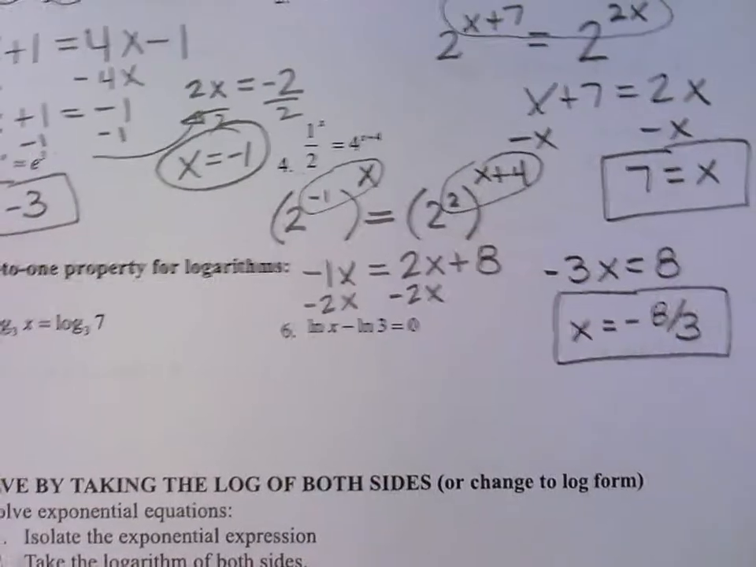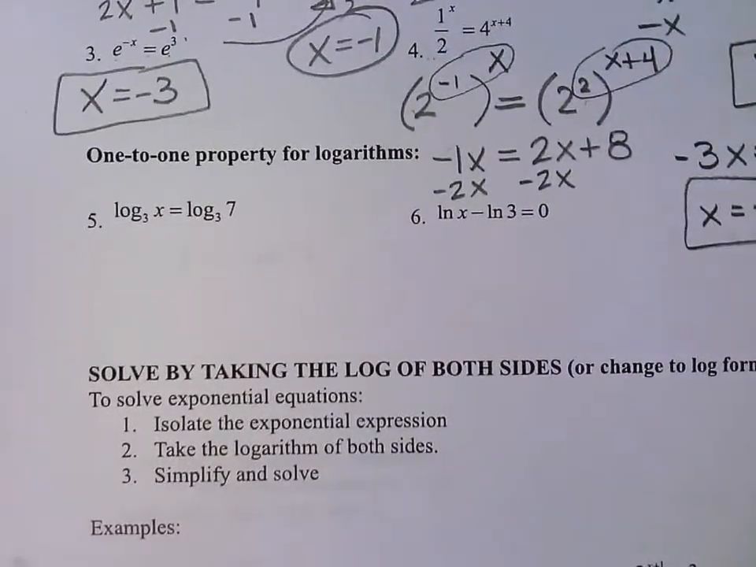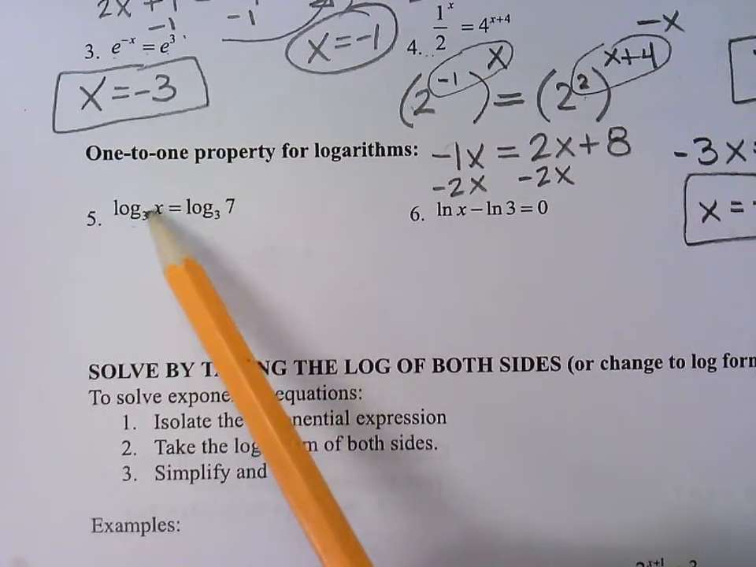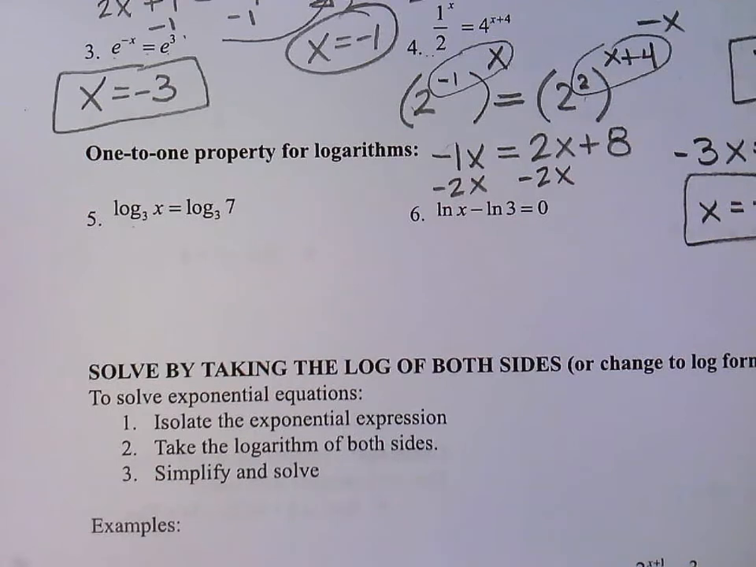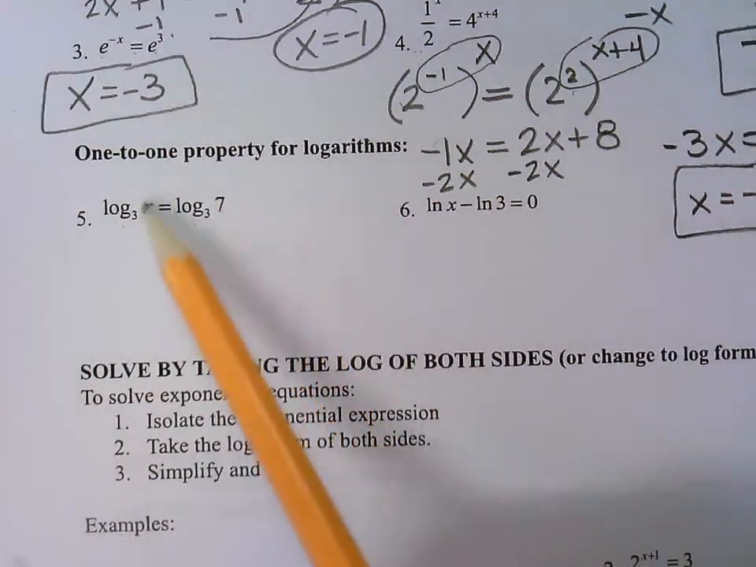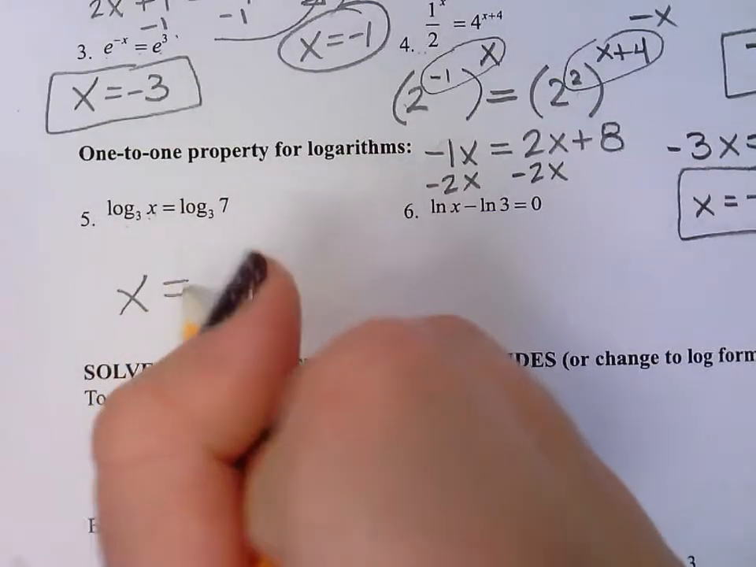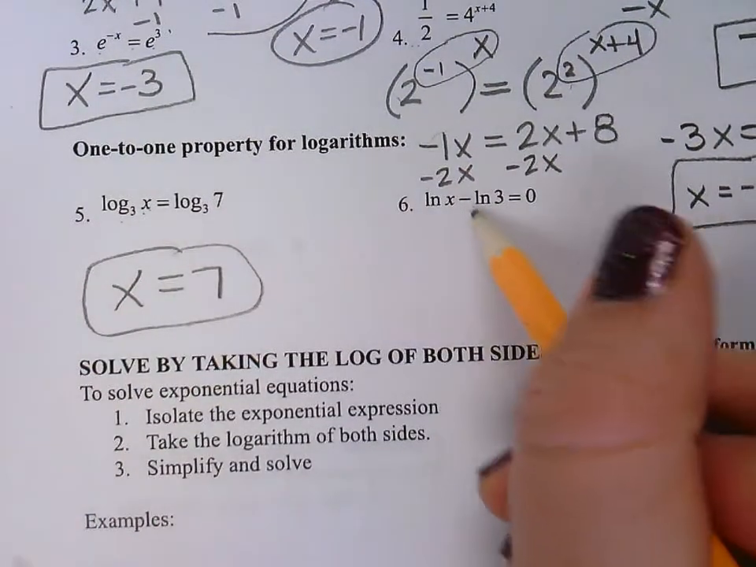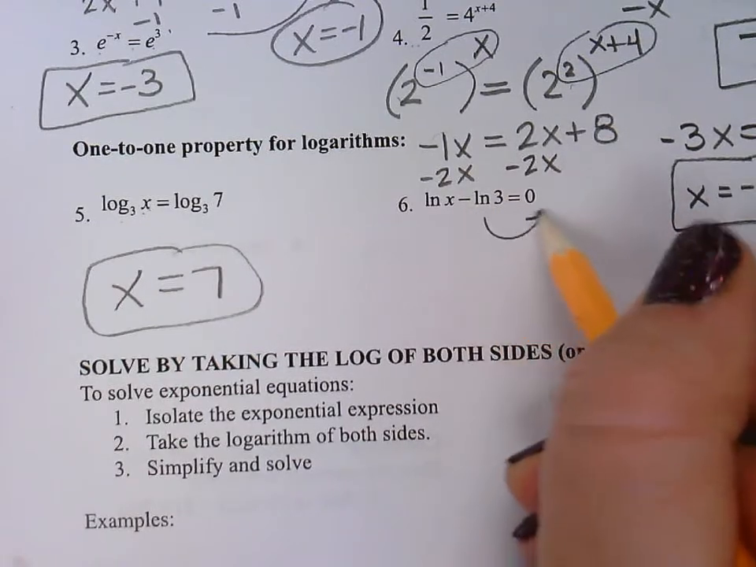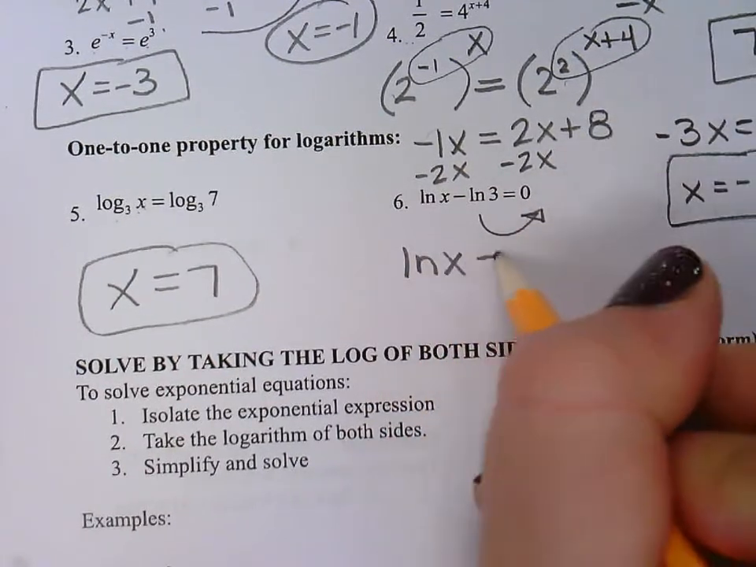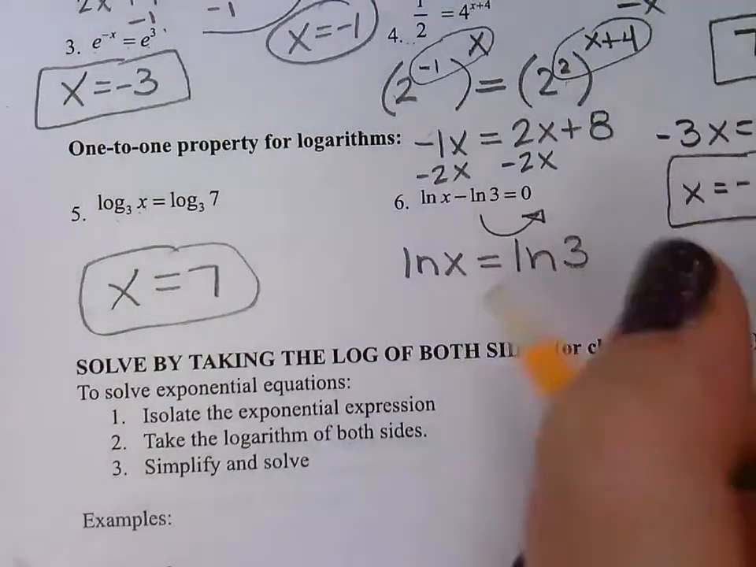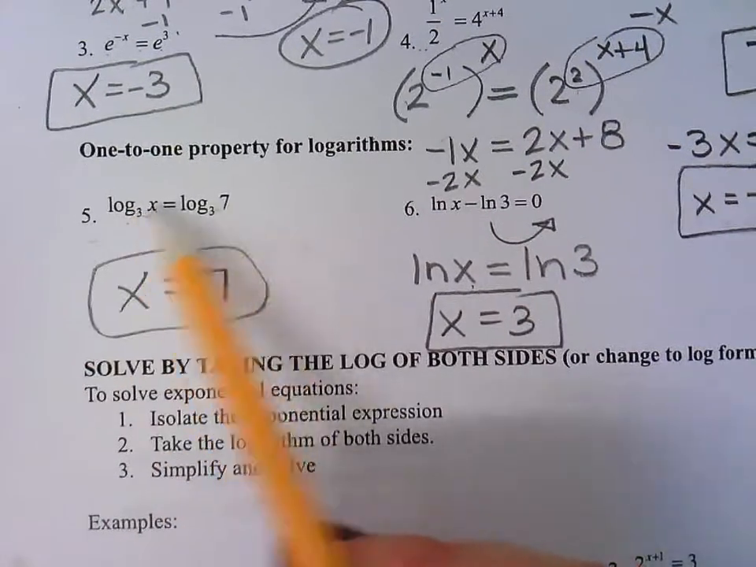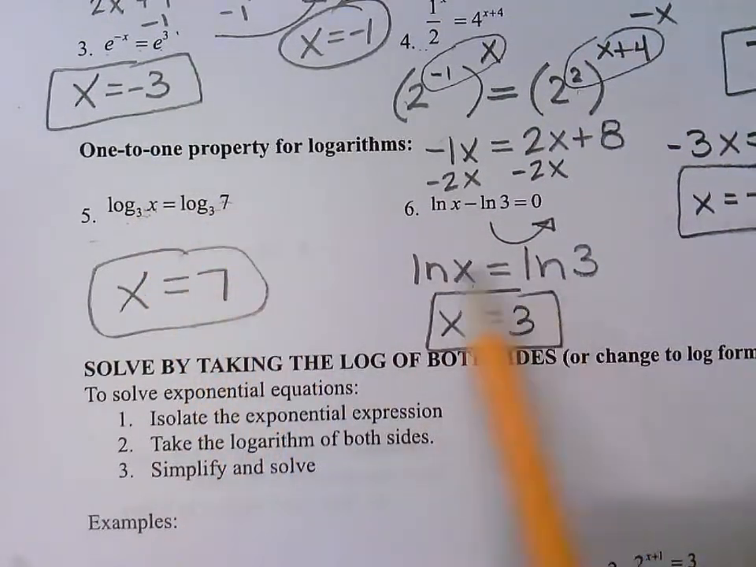So on 5 and 6, there's also a one-to-one property for logarithms. If the bases of the logs are the same, then guess what? The stuff inside the logs also has to be the same. So in this case, x would have to be just 7 to make that statement true. And on number 6, if you put that natural log of 3 on the other side, you would have the natural log of x equals the natural log of 3. So doesn't x also have to be 3 for this one? Same reason why as over here. Same base, so x is 7. Same base, so x is 3.